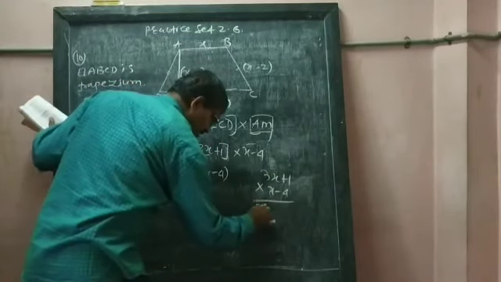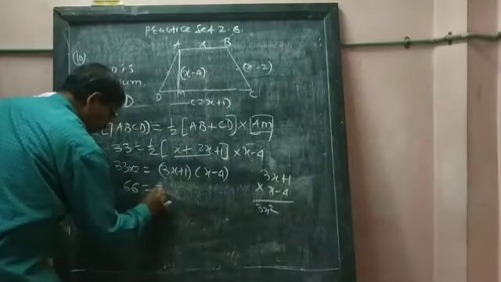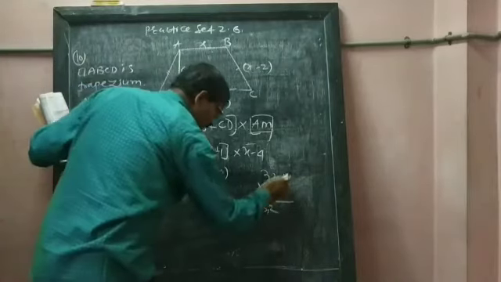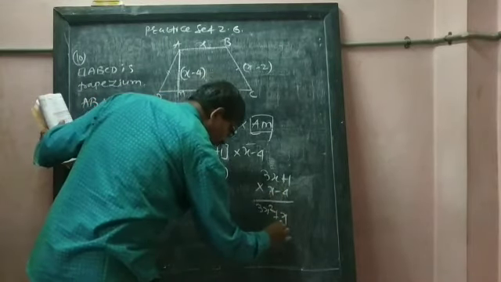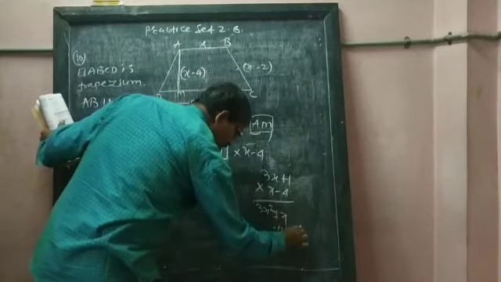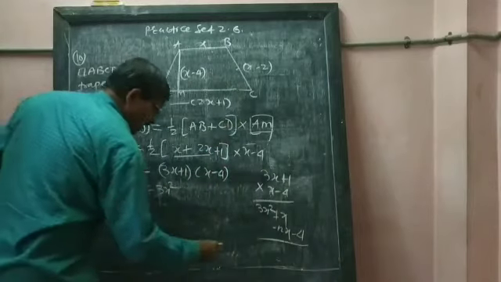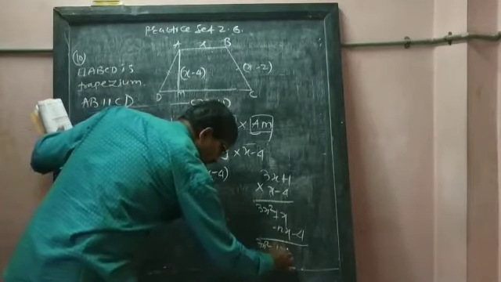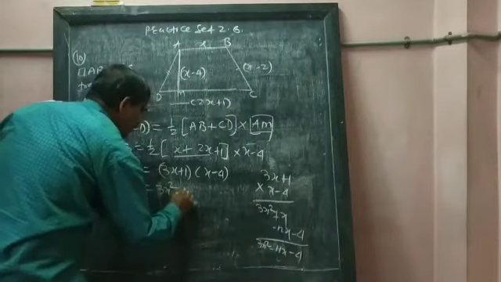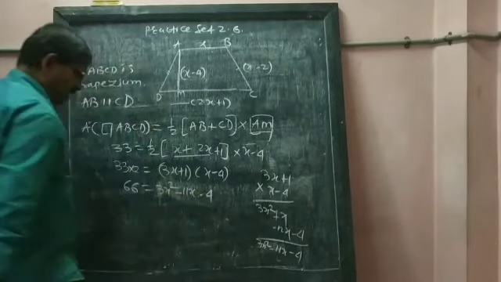3x into x means 3x square. I am writing here 3x square. x into 1 becomes x. Minus 4 into 3x is minus 12x. Minus 4 into 1 is minus 4. Then here 3x square as it is, minus 12x plus x is minus 11x, and here it is minus 4.